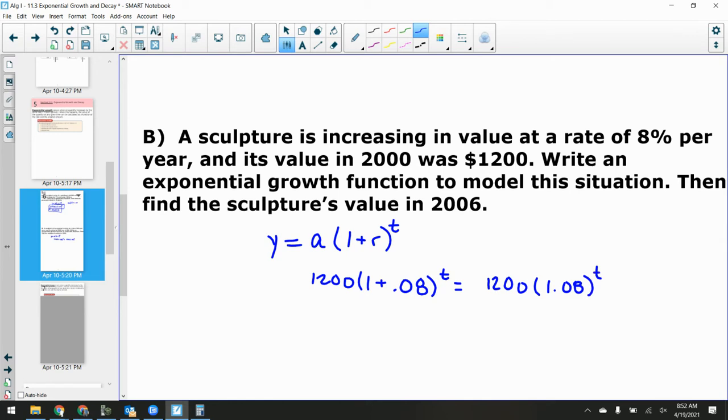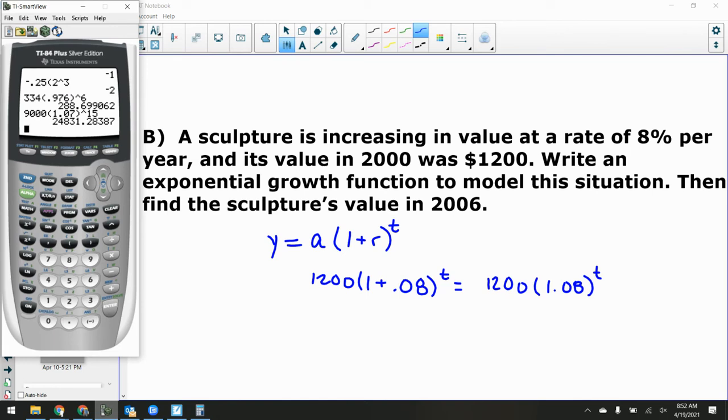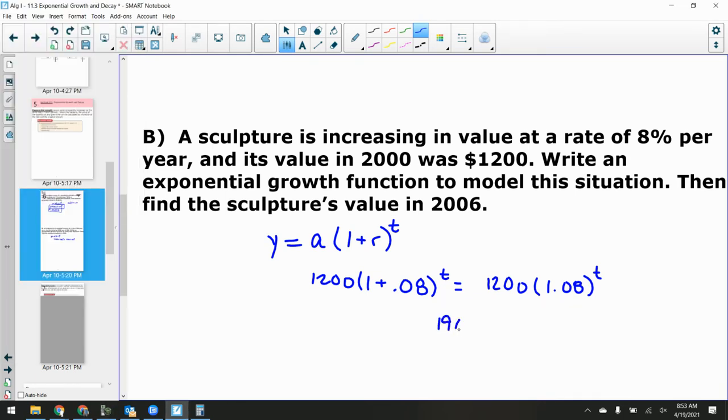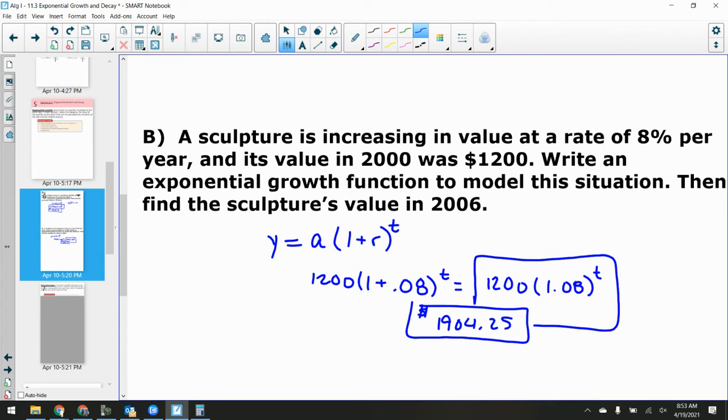You can write the plus in there, you don't have to. It essentially gets you the exact same thing. You're just tacking on the percentage to your 1, because you want it to grow. If you had only said 0.08, that function would decrease. It would decay. But we want it to grow instead of decay. Growing at that rate, 1,200 times 1.08 raised to the 6th power in 2006 is going to be 1904.25. That's the value after 6 years, growing at a rate of 8%.